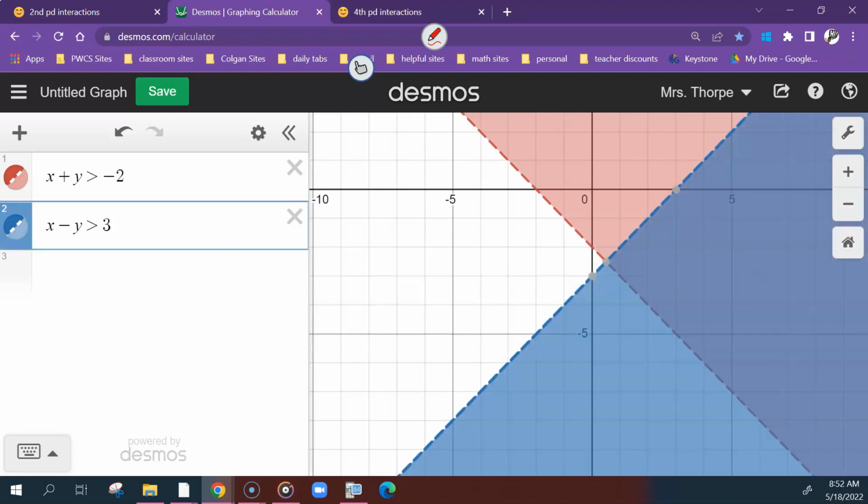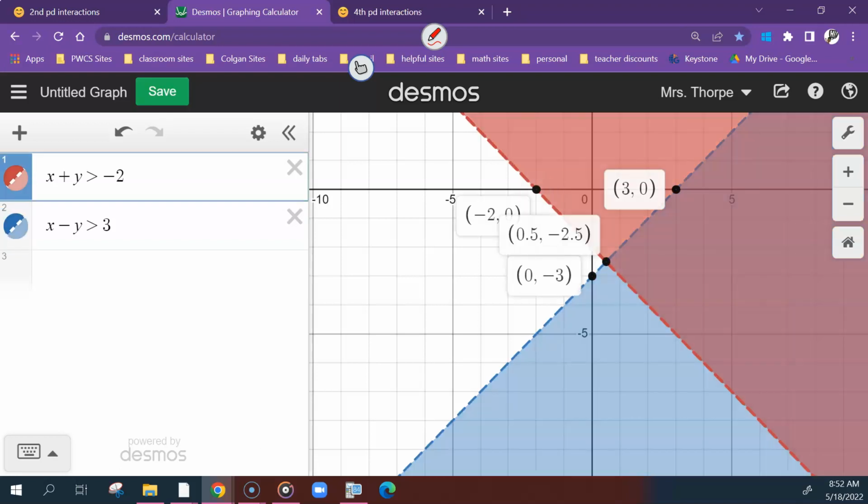If you had to draw these, I would click on one of the lines, find the X and Y intercepts to help you plot points. Do the same thing for this one. Plot those two points to help you draw the line, change the line to dotted, and then click the overlapping shaded area. So we would draw both lines, but we would just shade the one region. Usually, yes, just the overlapping part, not all of it.